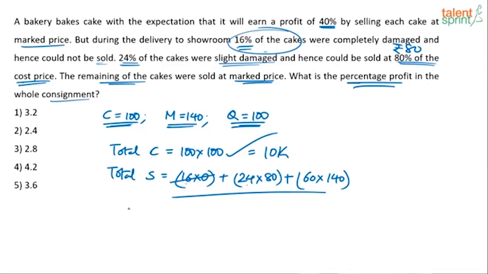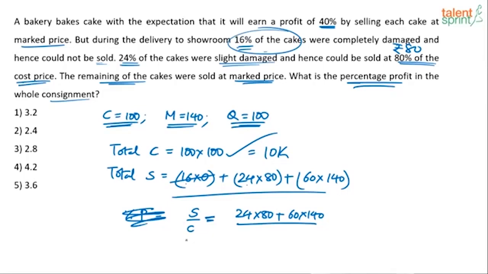What is profit percentage? Profit percentage is equal to selling price by cost price into... actually profit by cost price, but directly take the selling price in terms of cost price. So basically one simple way would be to divide S by C. Find out what happens. It will give you the answer. I'll tell you how. Divide the selling price by cost price. So 24 into 80 plus 60 into 140.